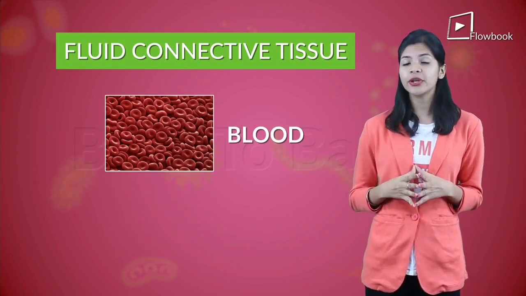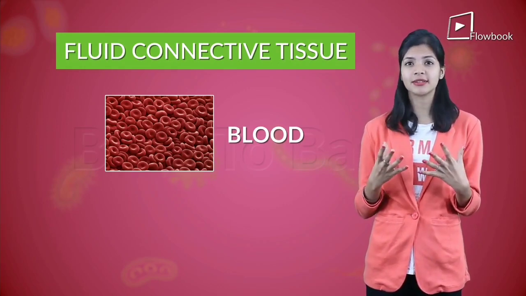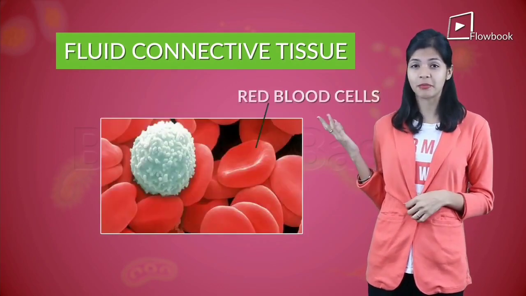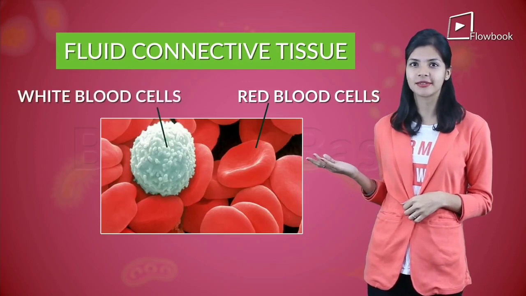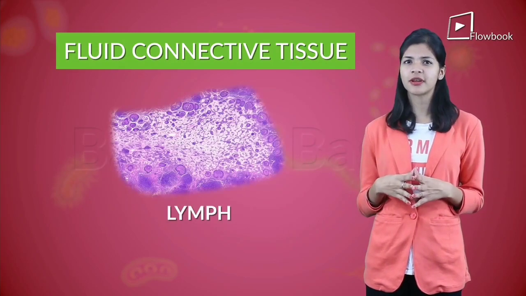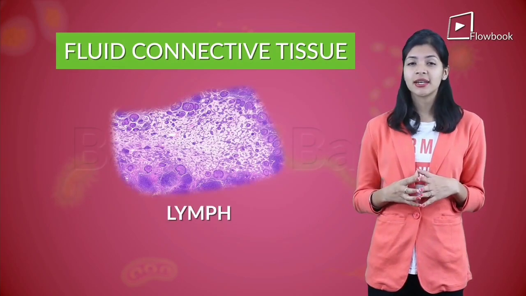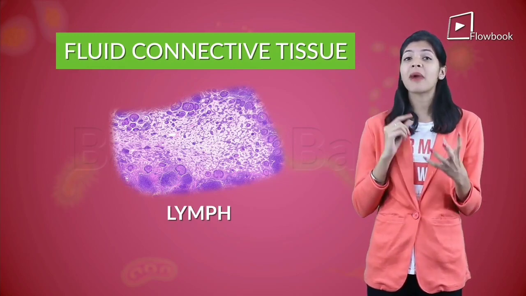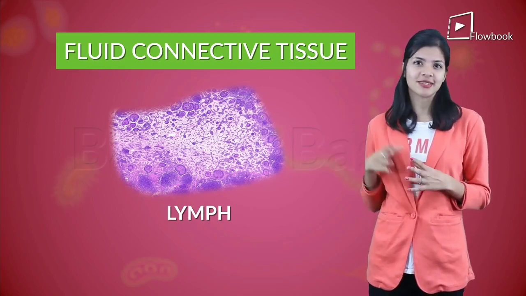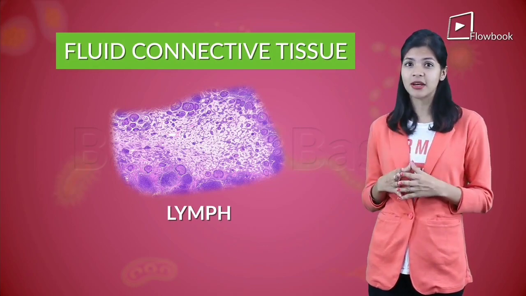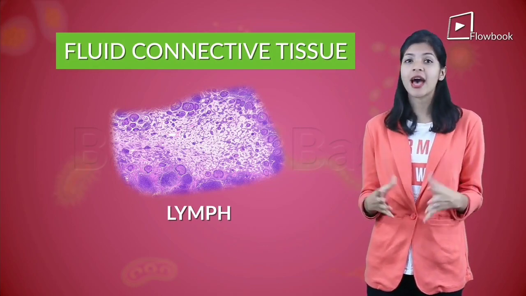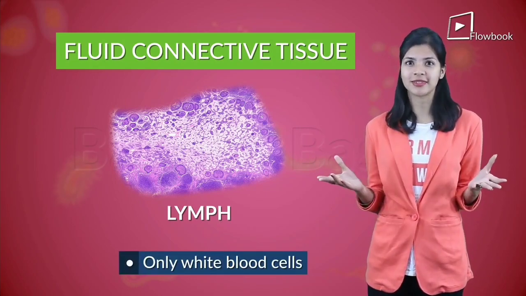Now blood has a fluid matrix which has many particles suspended in it, like the red blood cells and the white blood cells. And what is lymph? Lymph is actually the plasma which has managed to ooze out of the blood vessels. Now this plasma, which is now called the lymph, has only white blood cells, no red blood cells.